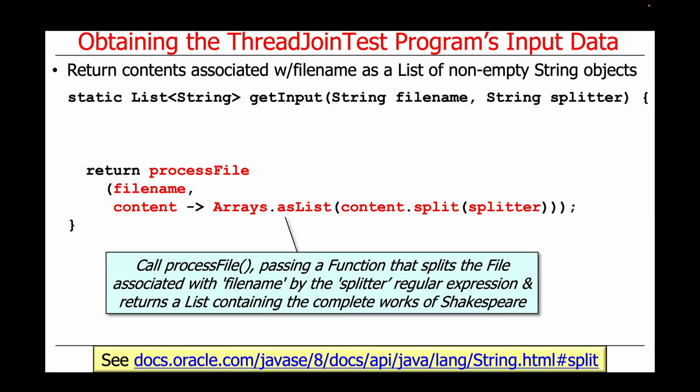The getInput method implementation leverages the processFile helper method we looked at earlier. When processFile is called, it's passed the file name as well as a function that splits the file associated with the file name by the splitter regular expression and returns a list containing the complete works of Shakespeare.